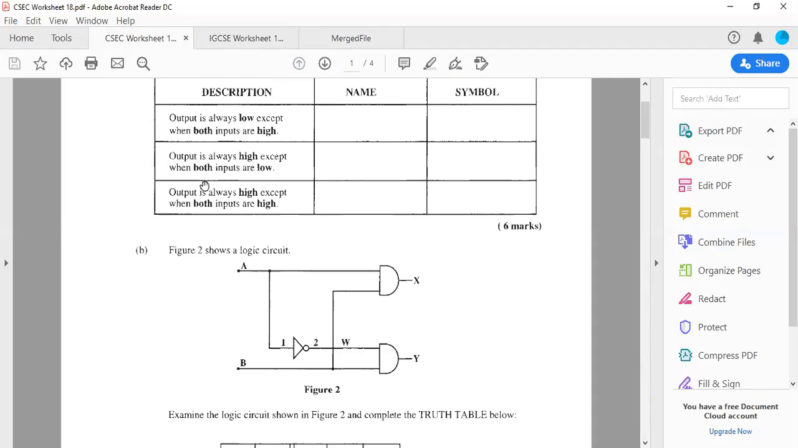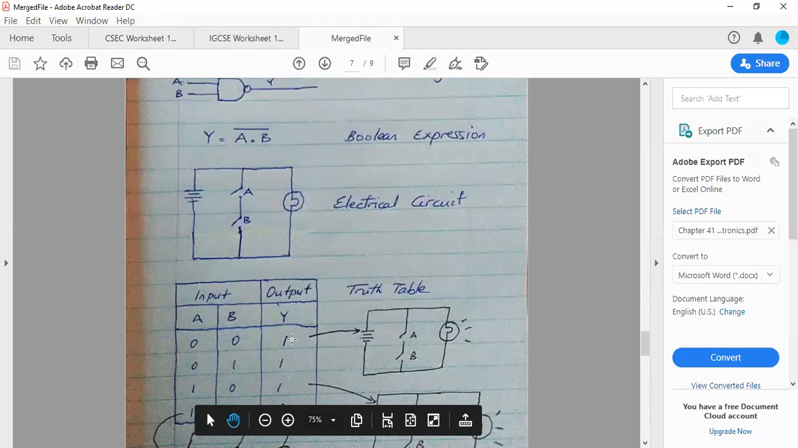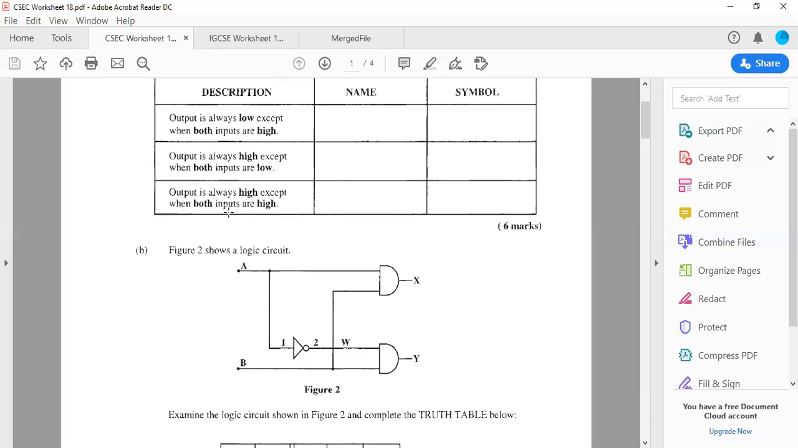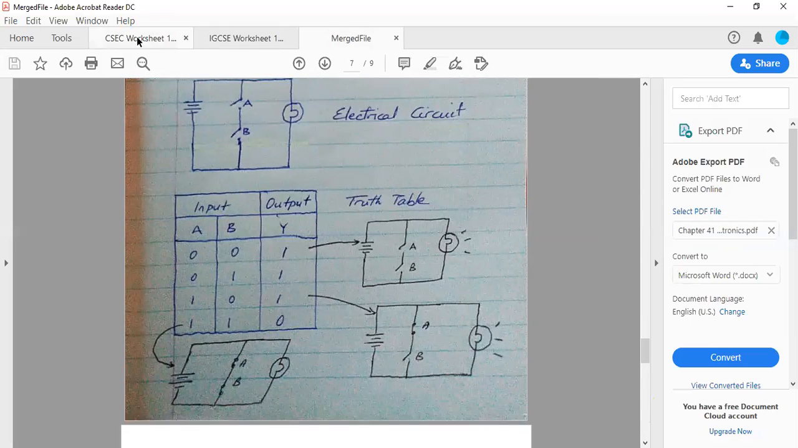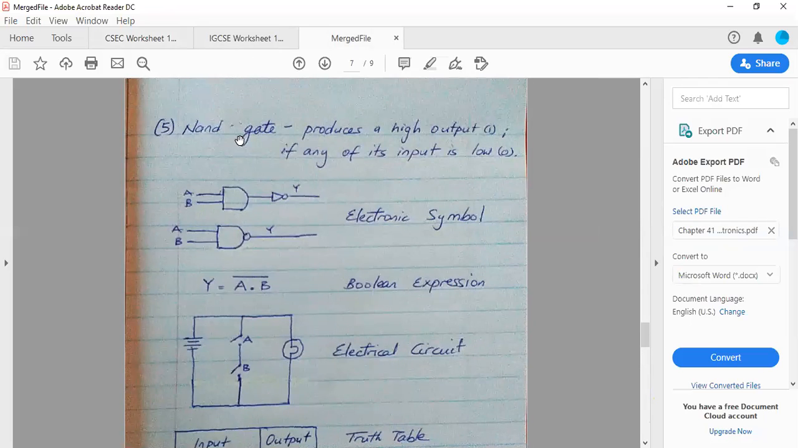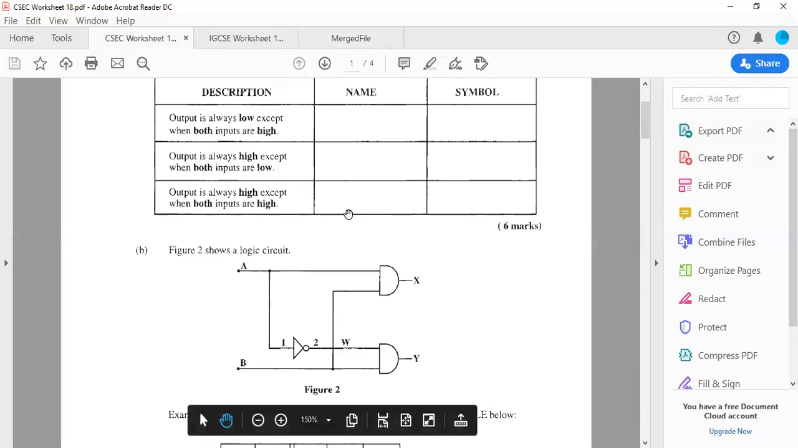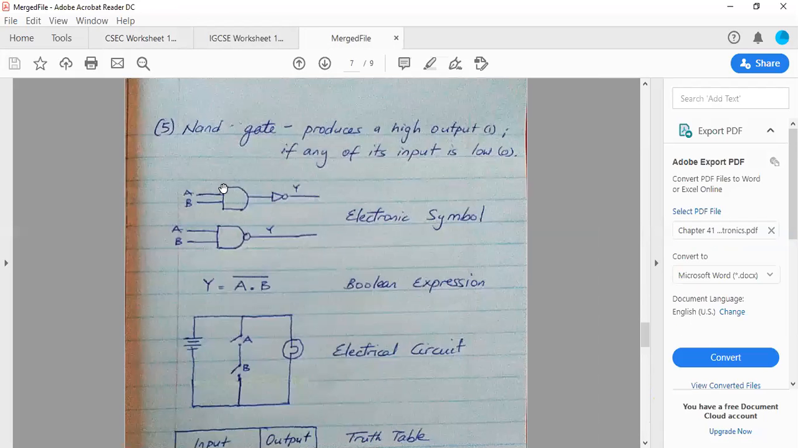So let's go back again. Output is always high, which is always 1, except when both inputs are high, which is 1. So your answer for this third row would be a NAND gate. So your answer should be NAND gate here, and the symbol for NAND gate is shown in the diagram here. We're using the second diagram.